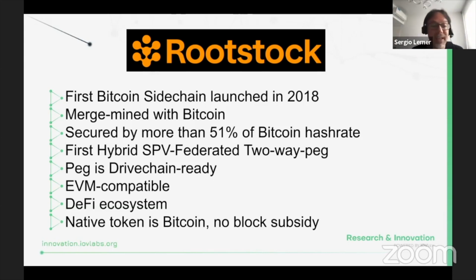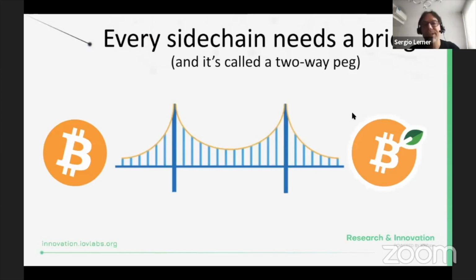Another property, it is EVM compatible. So you take your Ethereum application, you can compile it and deploy it on Rootstock, maybe without any change or maybe with very little changes, and you have it running on Rootstock. And that's a huge pro because we know there are many developers that are already used to working with Ethereum. It has a very rich DeFi ecosystem. Like you have decentralized exchanges, lending, borrowing, all kinds of DeFi products that you can plug into. And of course, the native token is Bitcoin, right? So you pay transaction fees in Bitcoin. So as I told you, every sidechain needs a bridge.